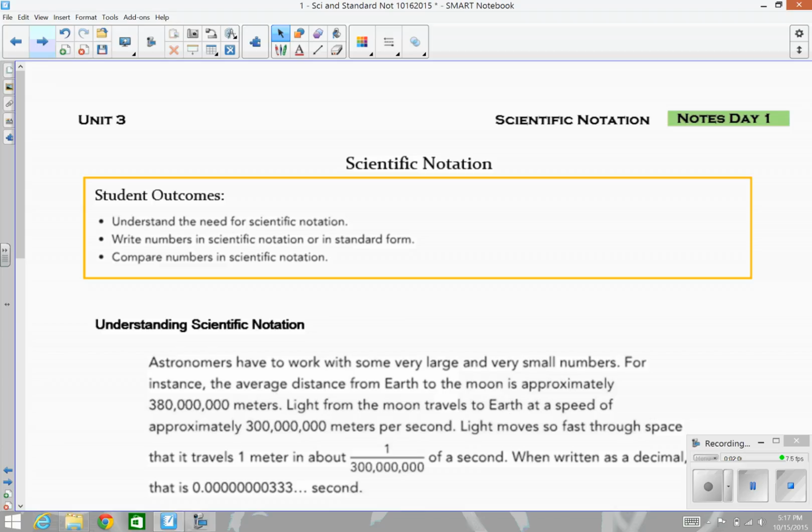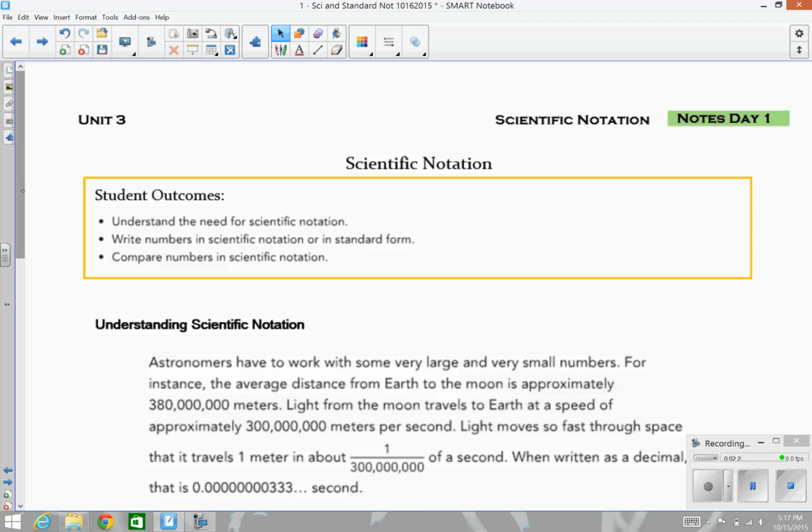Our goals for today are to understand why we have scientific notation, how it can be helpful, to write numbers in scientific notation or in standard form, and then we're working our way towards comparing numbers. So, understanding scientific notation.